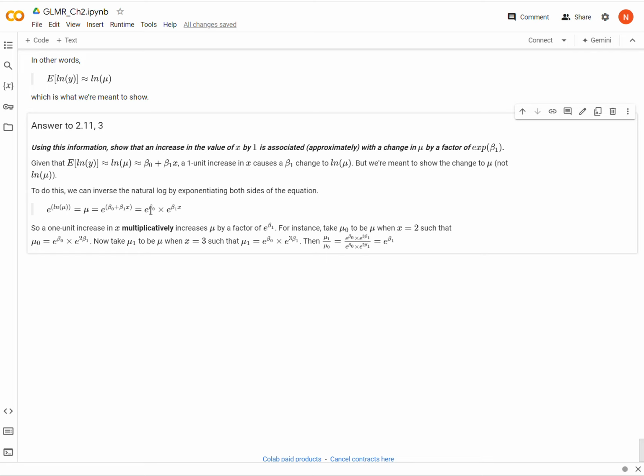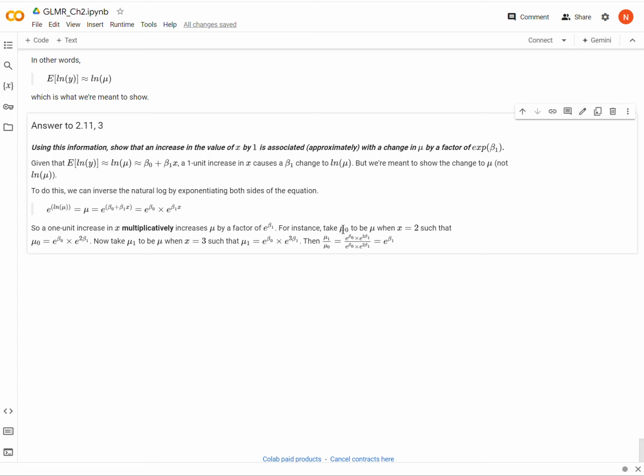Good. So what this means is, a 1 unit increase causes a change to mu, but it does it multiplicatively, not additively. So now a 1 unit increase in x multiplicatively increases mu by a factor of e to the beta 1. Now if you're really familiar with exponents and stuff like that, that might be intuitively obvious, but let's just use an example.